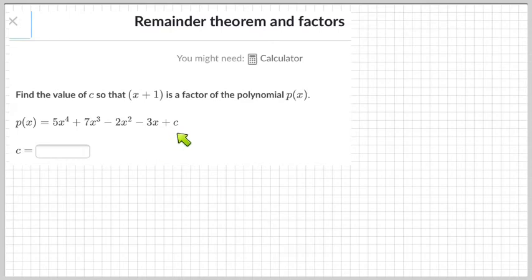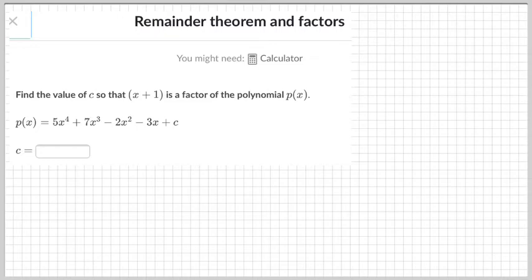Okay, so the question is, find the value of C so that this is a factor. Now you guys just did this. If you want this to be a factor, you would plug in -1 to this, and you would have it equal 0, right? Okay, so that's what I'm going to do. I'm going to plug in -1.